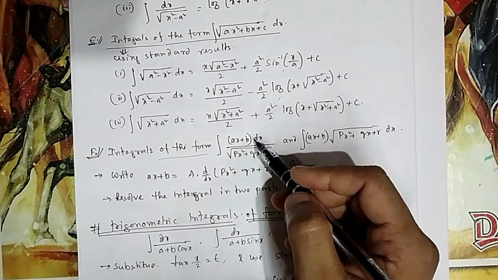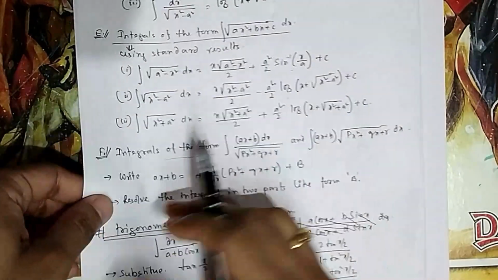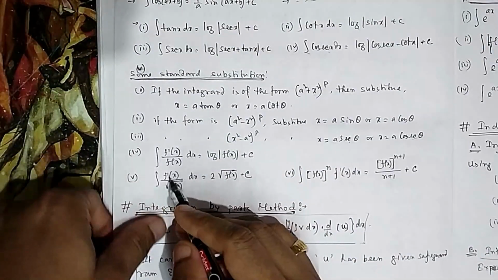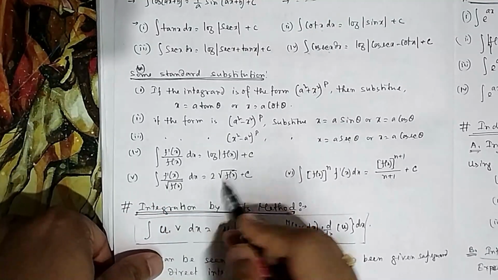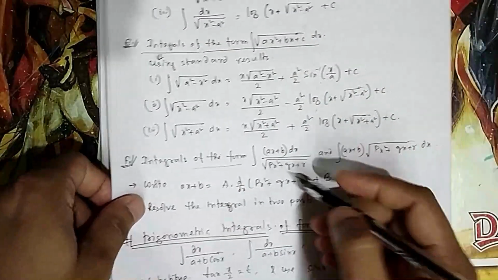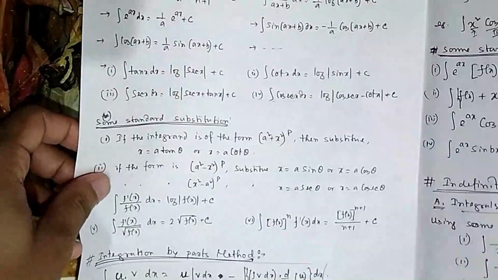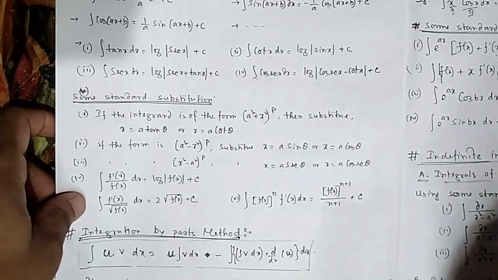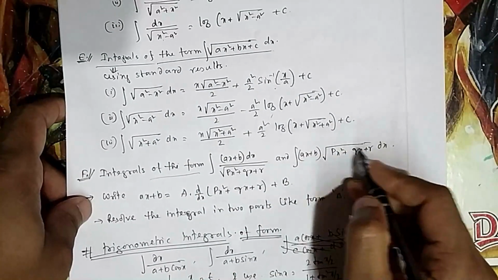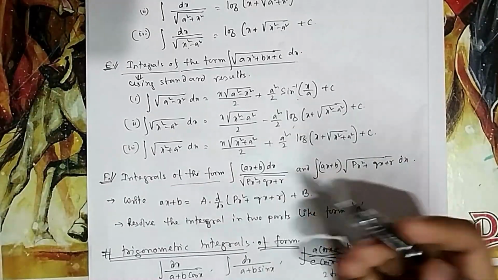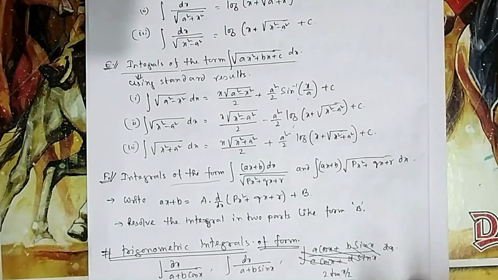I1 will be of this format because it is f dash by root f. So you can directly write 2 root f. And I2 will be of this format. Here also I1 will be of this format. It will be under root. You can use this one, substituting this as t, you can do it. And the second one will be of this format. We will see if there are questions.